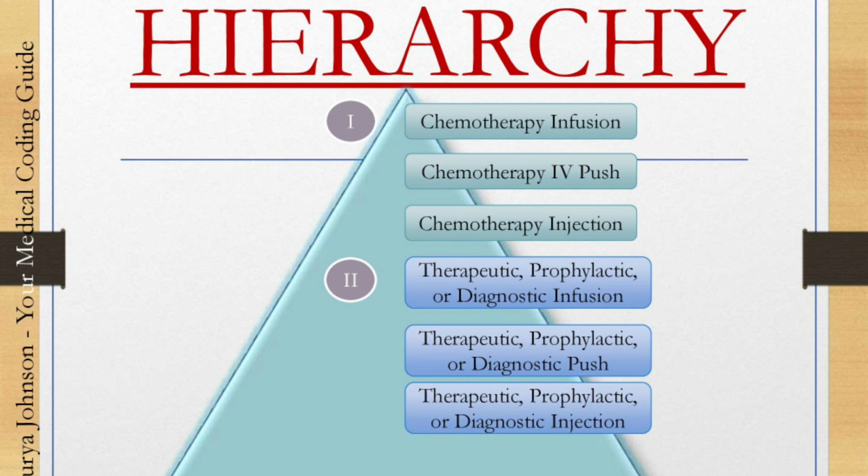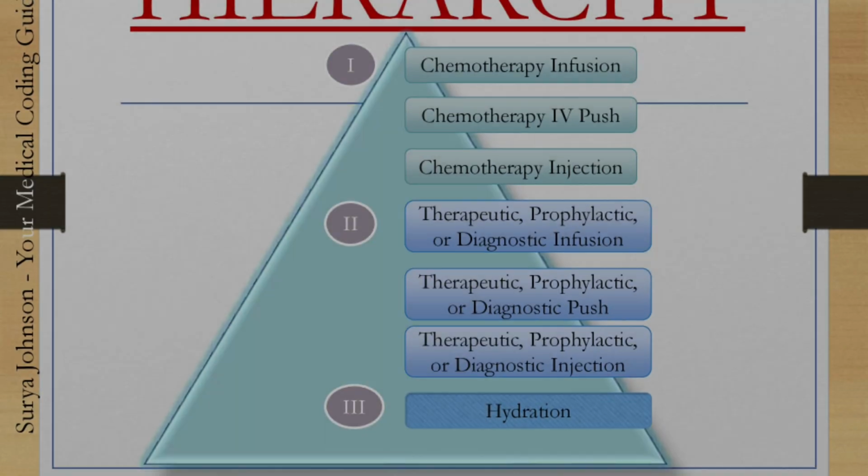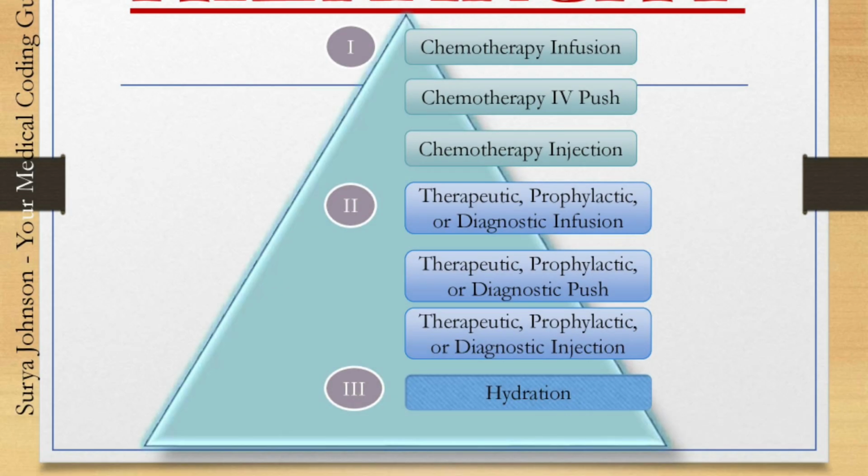The second in the hierarchy is the therapeutic, prophylactic, or diagnostic drugs. So infusion, therapeutic, prophylactic, diagnostic infusion first. Next comes the therapeutic, prophylactic, or diagnostic push. Later the therapeutic, prophylactic, or diagnostic injection. The last in the hierarchy is the hydration.